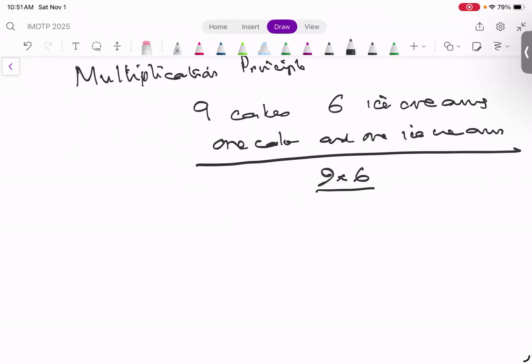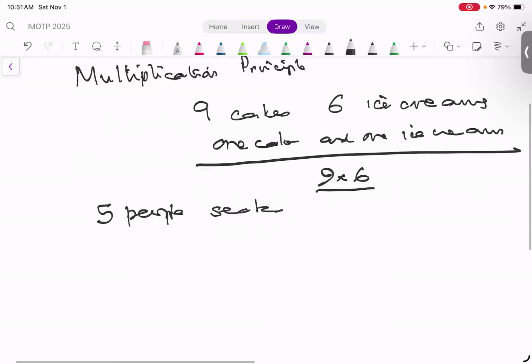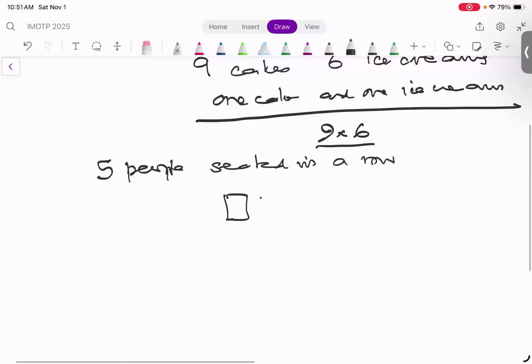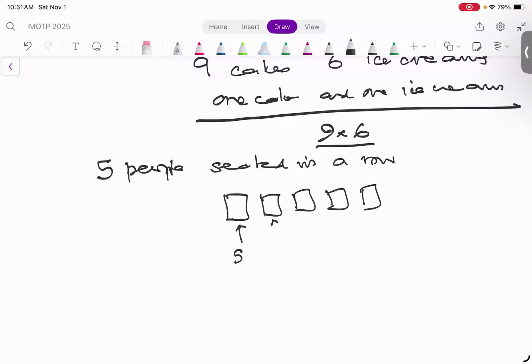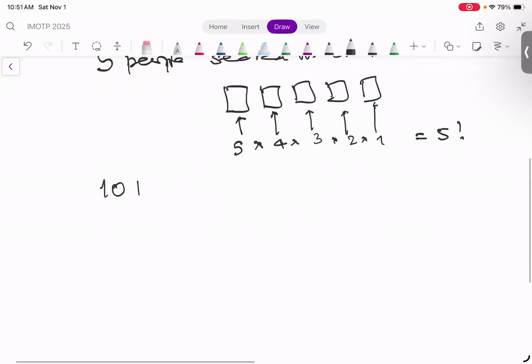And suppose I have, let us say, 5 people to be seated in a row. So I have to fill up 5 slots, 1, 2, 3, 4, 5 slots. And then the first slot can be filled in 5 ways. And then the second slot can be filled in 4 ways. This is in 3, this is 2 ways, and this is 1 way. So by multiplication principle, it is 5 into 4 into 3 into 2 into 1, which is usually written as 5 factorial.